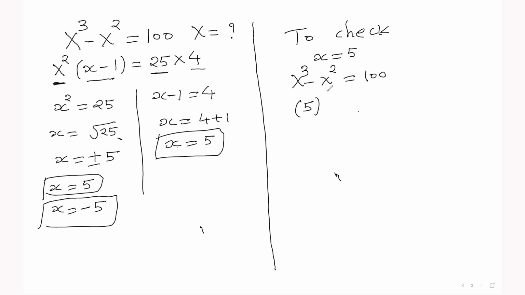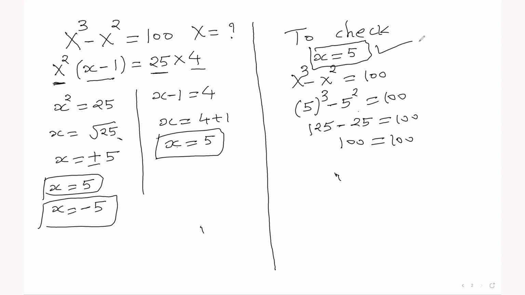So it is going to be 5 cube minus 5 square equal to 100, which is 125 minus 25 equal to 100. So this is 100 equal to 100, which is matching. So x equal to 5 is a correct solution.